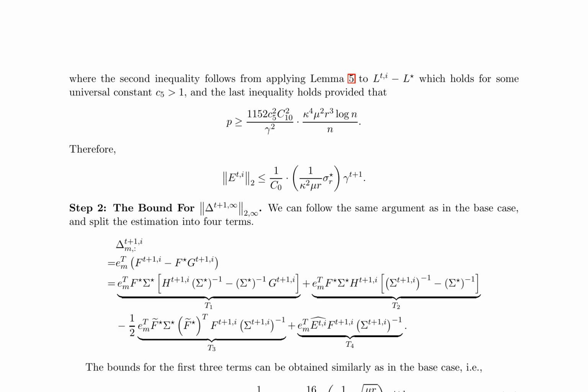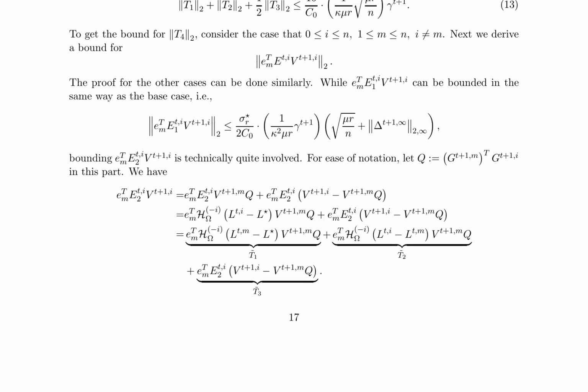To bound T4, the case where 0 is less than or equal to I is less than or equal to n, 1 is less than or equal to m is less than or equal to n, and I does not equal m is considered. The bound for ETMET, IVT plus 1, I2 is derived, which involves bounding ETMET, I2VT plus 1, I. This is technically involved, and the proof is divided into three parts: bounding T1, T2, and T3.